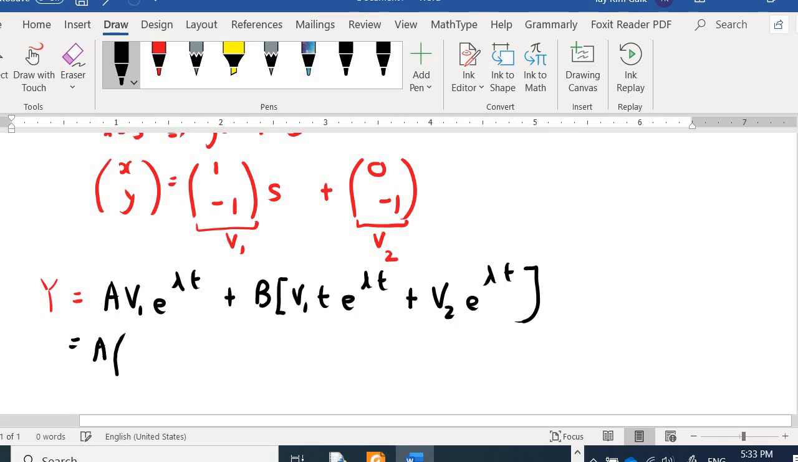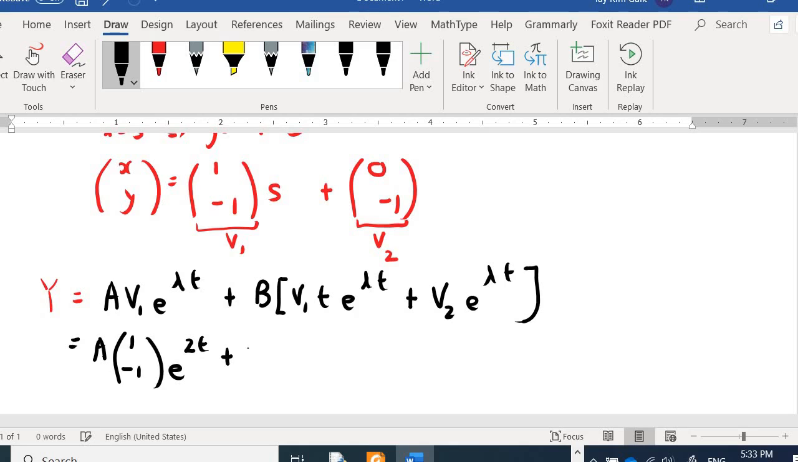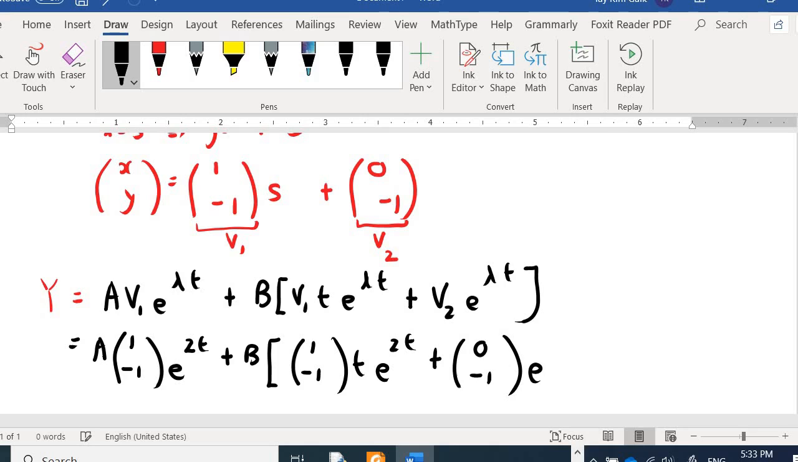So V1 is (1, negative 1). Okay, V1, as usual, we just take s equal to 1. So this is V1. Lambda is actually 2. B, (1, negative 1), this is multiplied by t, this is exponent 2t. V2 is (0, negative 1), exponent 2t.